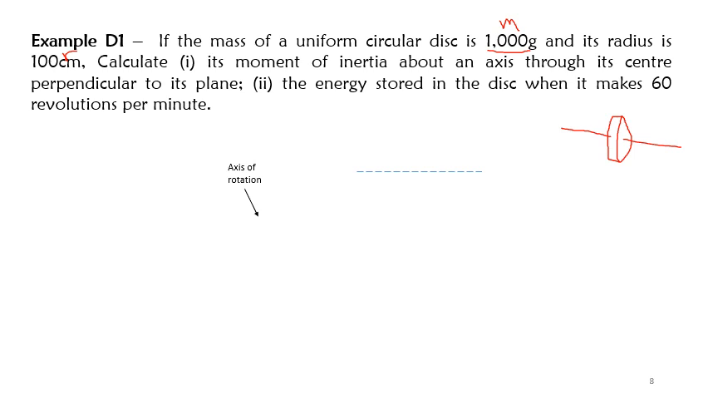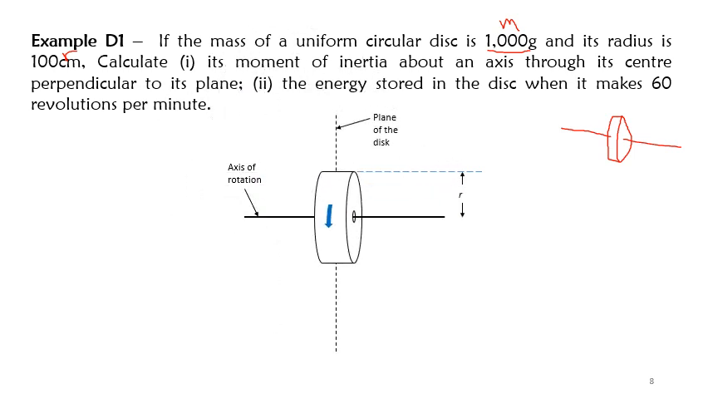60 revolutions per minute, that means you are giving the angular velocity. Anything per minute, per second, means we are talking of velocity. A revolution means angular, rotation. Do you get it now? So you know that already.